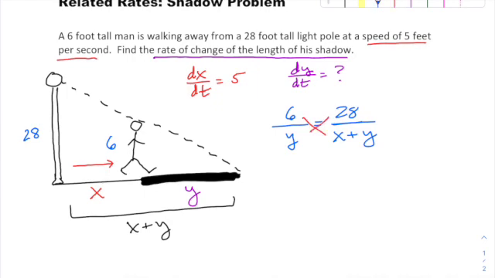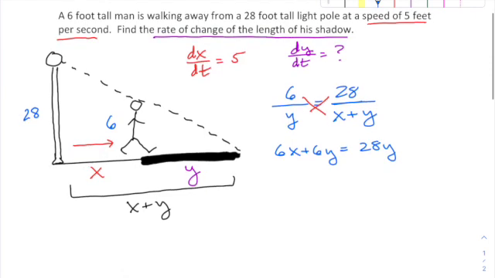So here we go. Distribute that. We'll get 6x plus 6y is equal to 28y. And while I'm at it, why don't I combine my like terms, subtract 6y from each side, and you'll have 6x equals 22y. And now I've got a lot nicer, a lot simpler equation to differentiate.